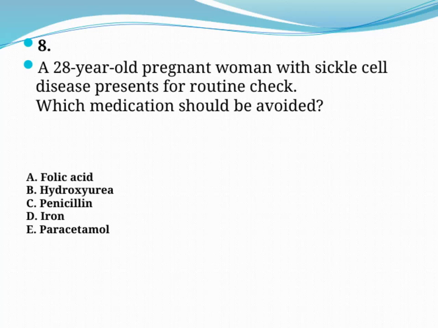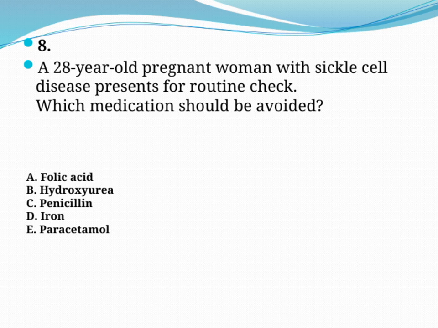Let's take a closer look at the medications listed here. First, we have folic acid, which is actually quite important for pregnant women, especially those with sickle cell disease, because it helps support fetal development and red blood cell production. Next is hydroxyurea, which is a key medication for managing sickle cell disease as it reduces the frequency of sickling episodes. Then there's penicillin, commonly used to prevent infections in these patients. Iron supplements are also important to address anemia, which is common in sickle cell disease. Lastly, paracetamol is used for pain relief and is generally safe during pregnancy.